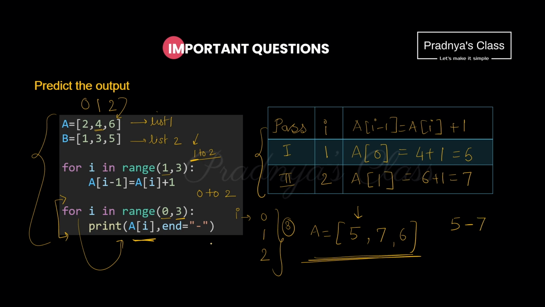So 7 get displayed. Again hyphen will get printed. After that the last element is 6. After printing 6 also hyphen will get displayed. So here is the output of this code. You can try to execute yourself using dry run table.